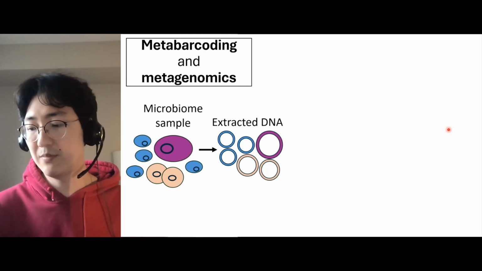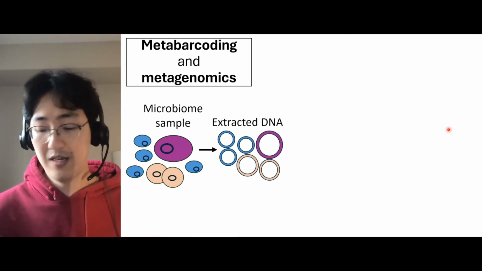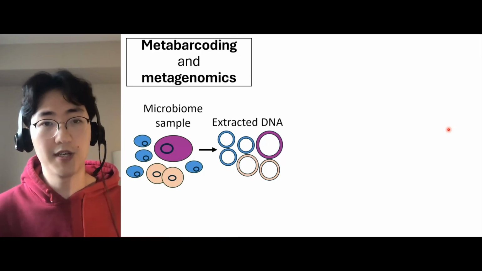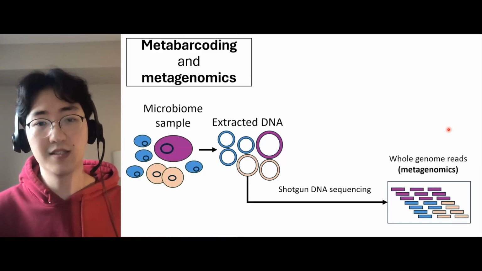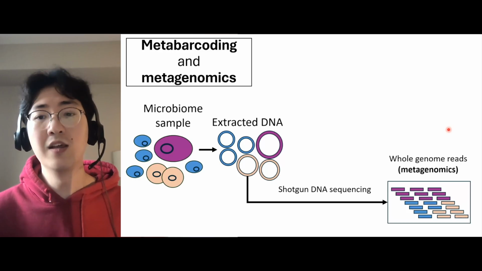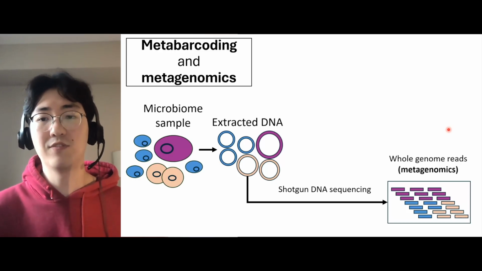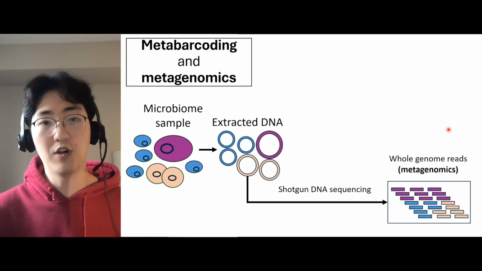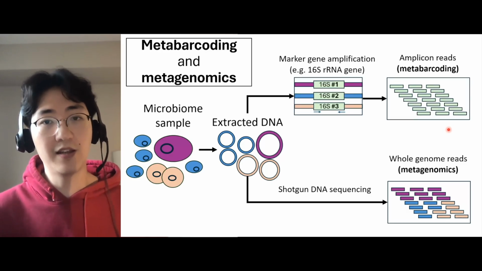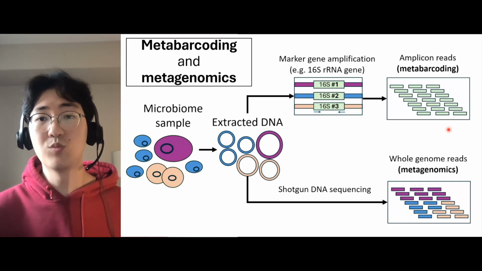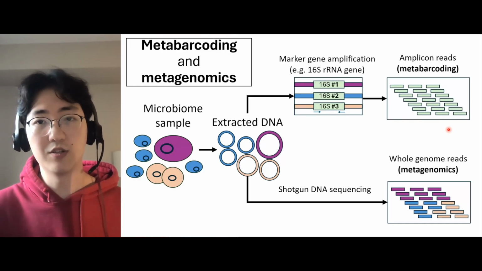We have a microbiome sample. We extract some DNA, and then after we extract this DNA, we can subject it to various types of analyses. One type of analysis is to do shotgun DNA sequencing, and this is called metagenomics, where we have a whole genome untargeted sequencing of all the genomic content. And on the other hand, we could do something like amplify conserved marker genes, for example, the 16S rRNA gene, and then we can sequence those amplicons, and this is called metabarcoding.